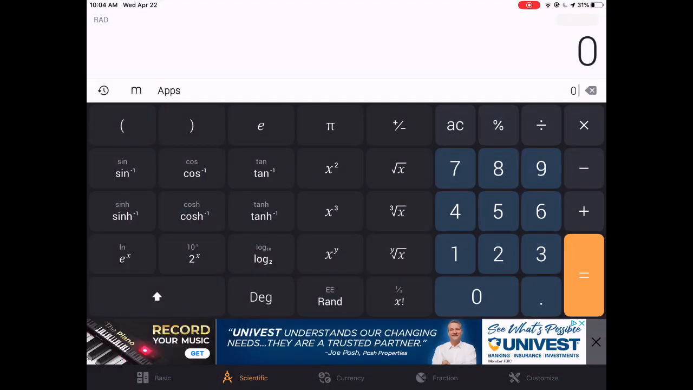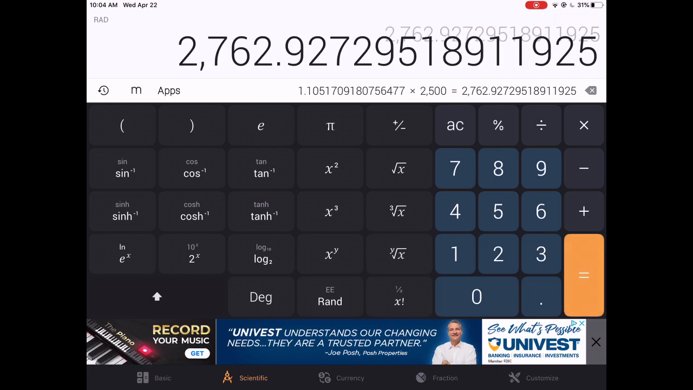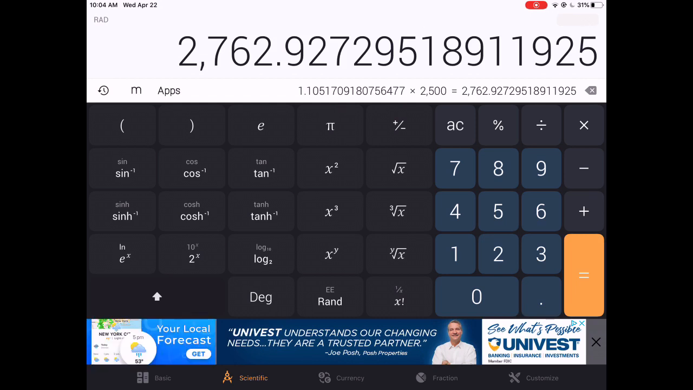So again, lower left-hand corner is my natural log, e to the x, parentheses, we'll go from memory here, 0.05 times 2, close parentheses. Again, you can see the top of the screen there. And I'll hit enter. And now that times the 2,500, so times 2,500. And there's my total, 2,762.92. Okay, so the money grew. I got more money.